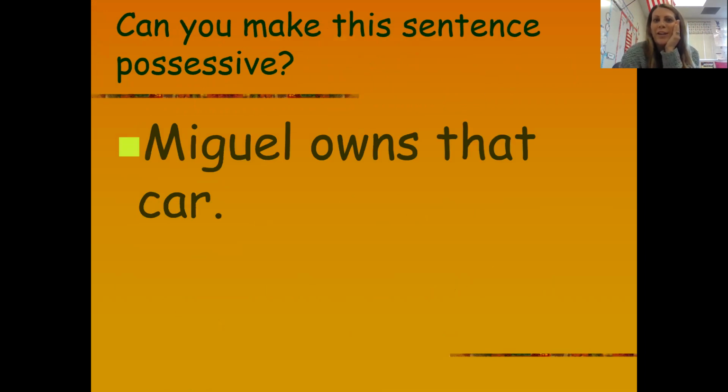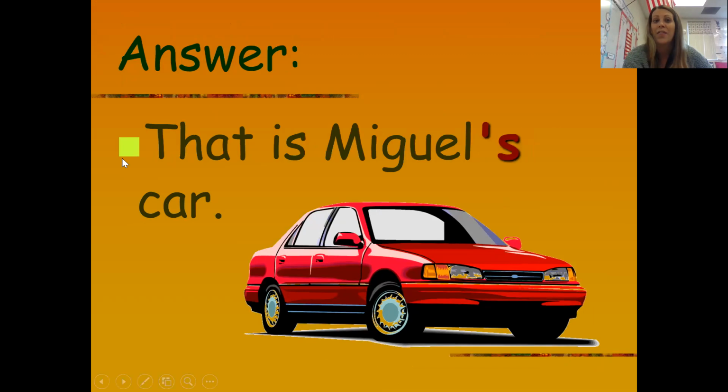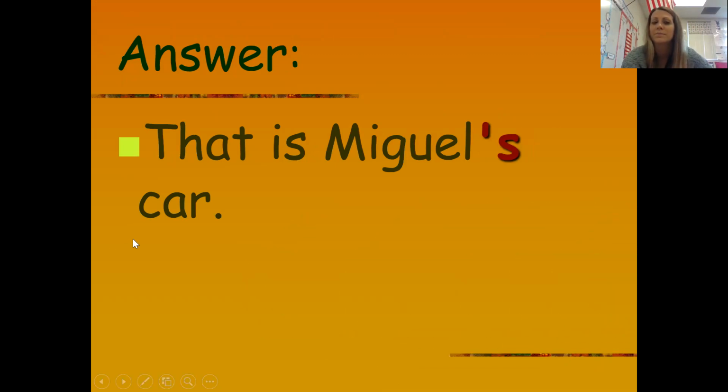All right, so can you make this sentence possessive? Miguel owns that car. All right, well, who owns the car? Miguel, right? So what are we going to want to add to show that Miguel owns the car? You should be already adding that apostrophe. Ready? An apostrophe S. Oh, there's his car. That is Miguel's car. Ooh, I don't think Miguel's a very good driver.